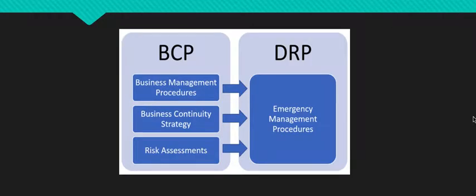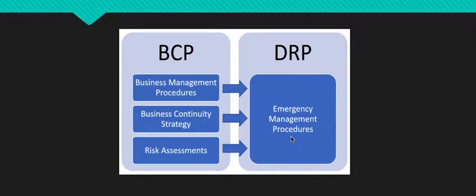And lastly, for the additional security implementations, business continuity planning and disaster recovery planning are in place at JSDM. They're handled by the change management team, and this figure right here basically explains what each plan does and how they're related to each other. So for the BCP, it's the business management procedure, the business continuity strategy, and the risk assessments, and the DRP is basically emergency management procedures.